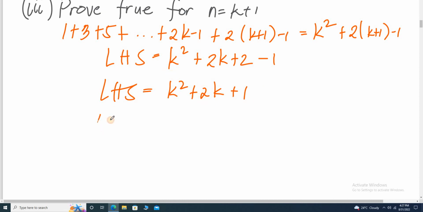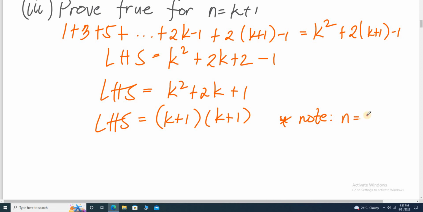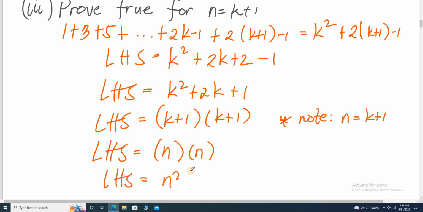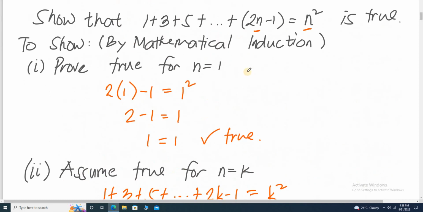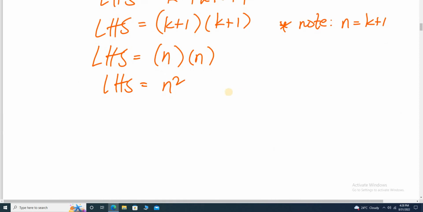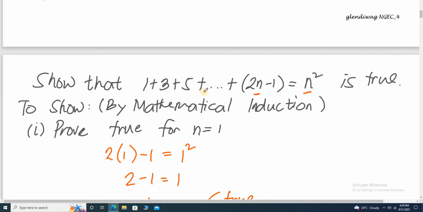By factoring, we can simplify this trinomial. So I have k plus 1 multiplied to k plus 1. And note that n is equal to k plus 1, so we can replace k plus 1 by n. So we have now n multiplied to n. And this is equal to n squared, which is exactly our right-hand side on the given equation, which is what we're trying to prove. So once this result comes up, therefore, we can now conclude that the equation that we made is true, that 1 plus 3 plus 5 plus the last term 2n minus 1, the sum of this term is always n squared.